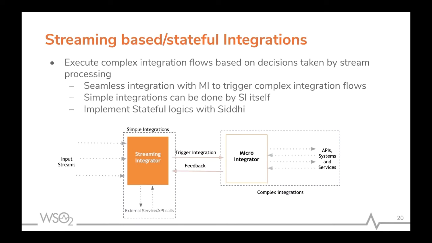And also streaming integrator can be used to do stateful streaming based integrations. When I say stateful integration, it means that if your integration requires you to remember the past, such integration scenarios can be implemented using streaming integrator. Throttling is a classic example for that. For that, you might need to remember how many requests you've been receiving in the last 1 minute. So if your throttling requirement is, I would not let more than 10 requests pass by within 1 minute, you will need to count and keep that count in memory. Such scenarios can be easily implemented using streaming integrator.